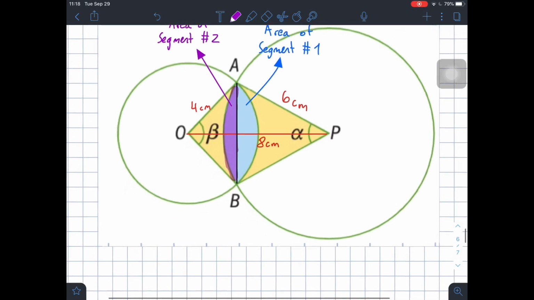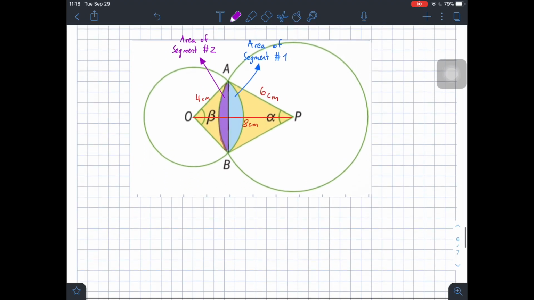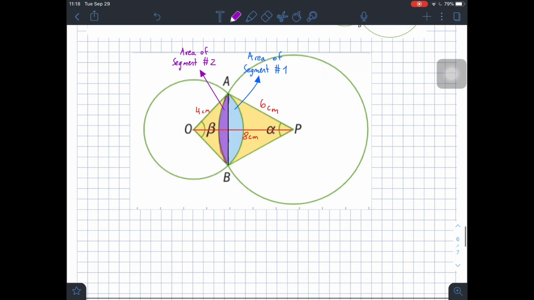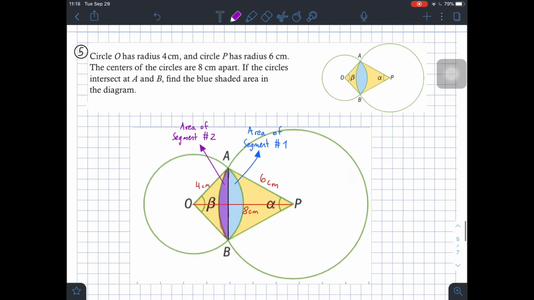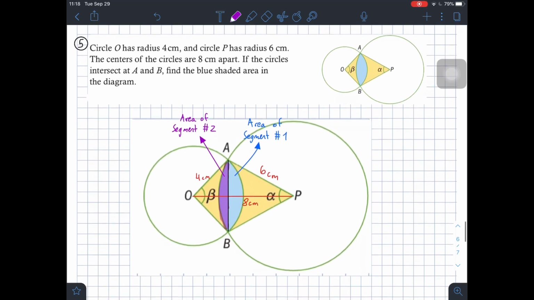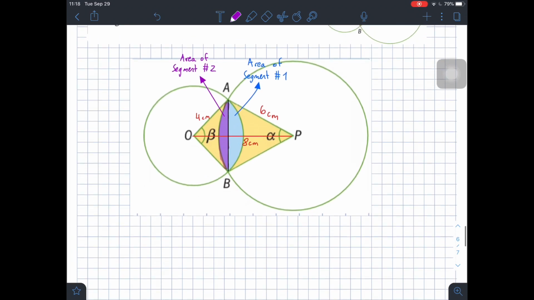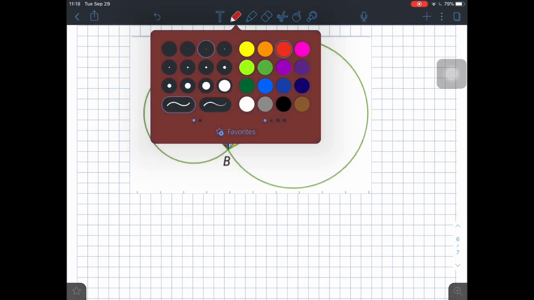Okay, so we already have the plan of how to solve this problem. Now let's write all of this information down. Okay, so let's see, what else do I have here? No, that's all of the information I have. Okay, so let's write our plan.